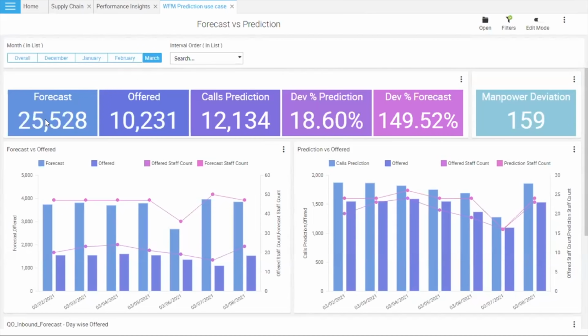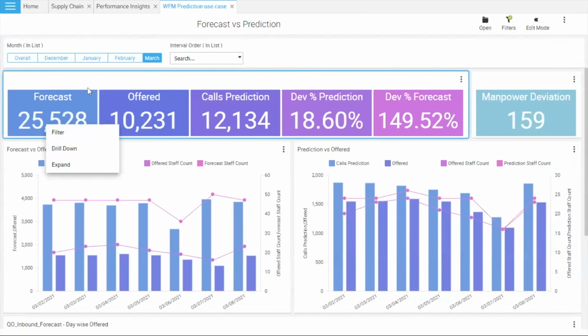Now, the first section that you see is the forecast. This forecast is basically a number that was achieved through a very calculated approach. When I say calculated approach, it means that it had looked into the growth factor and given that number. So this number was given by the business, that they anticipate about 25,000 calls that they would be receiving for those 8 days. But when they actually received calls, they realized it was only 10,231 calls. So the variance between the forecast and the offered was 150%, which is the deviation percentage forecast here.